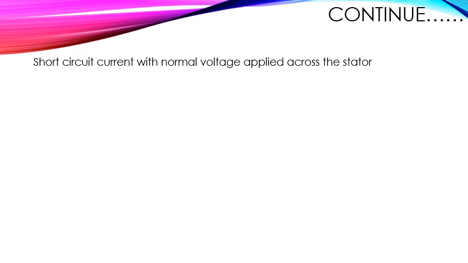Now the short circuit current with normal voltage applied across the stator can be calculated as ISC equals the short circuit current 7.6 multiplied by the ratio of no load voltage to short circuit voltage, that is 400 by 52. That is the short circuit current with normal voltage, and it is 58.46 amperes.